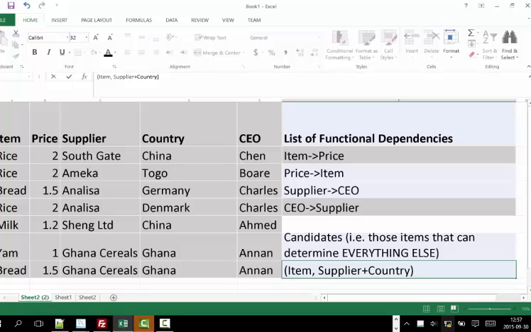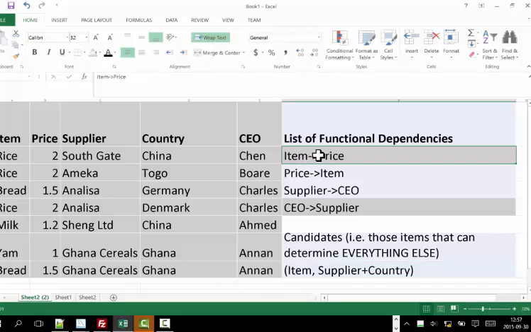Anytime you have something like that, or someone can try and be a little more sneaky, where they'll say item and price determines price. That's also trivial. So note that because item determines price, I can also say item and supplier determines price. That's trivial. I already knew the first one held, and I'm just adding more things to try and make myself look very, very smart and excellent.